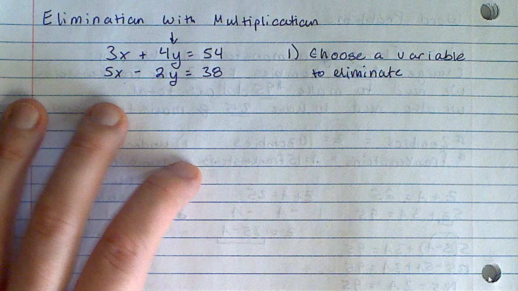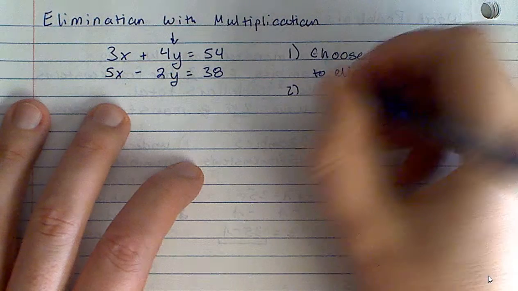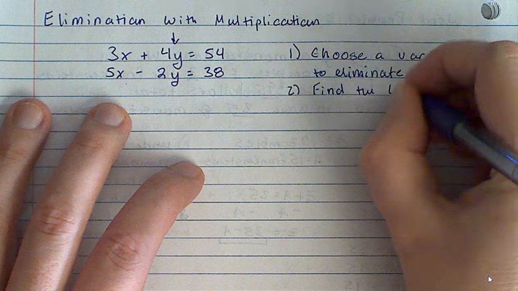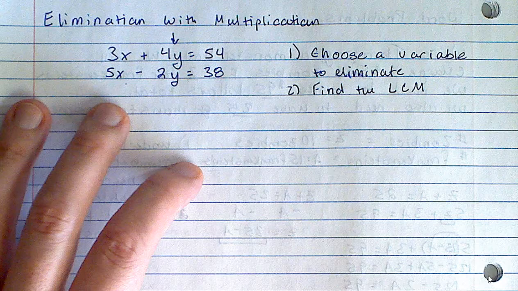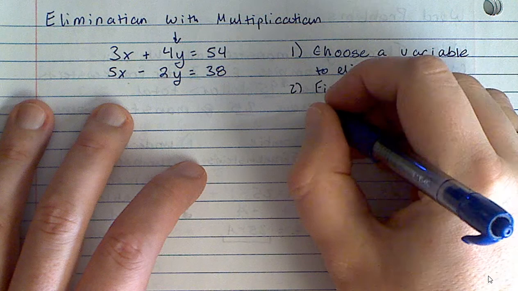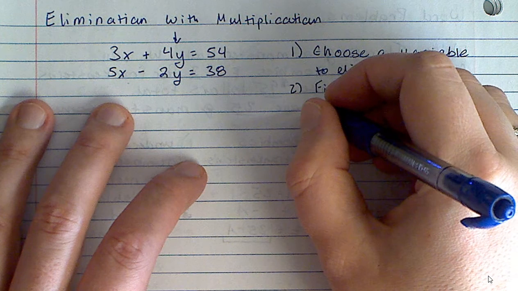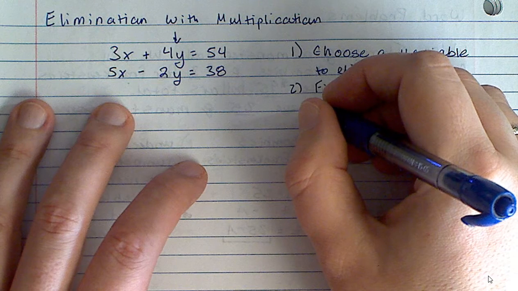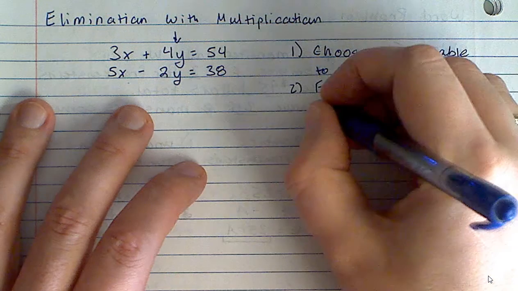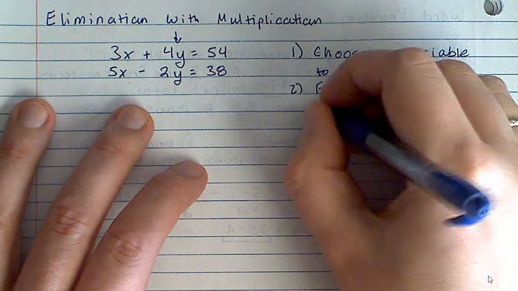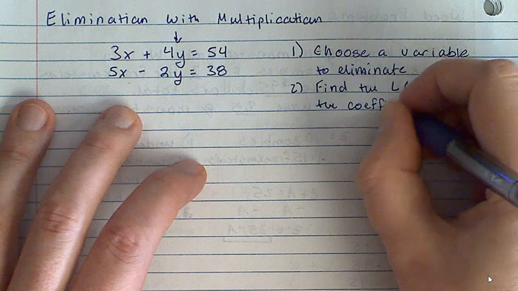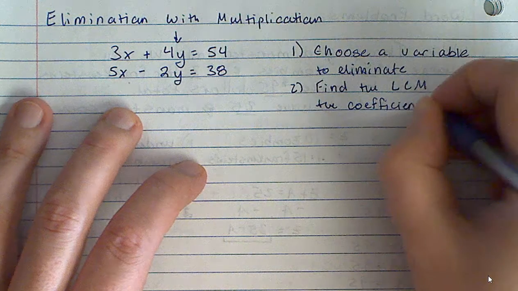Once you choose a variable to eliminate, step number 2 is you need to find the LCM. Do you guys remember what LCM stands for? Lowest common multiple. Lowest common multiple of the coefficients. Find the lowest common multiple of the coefficients.